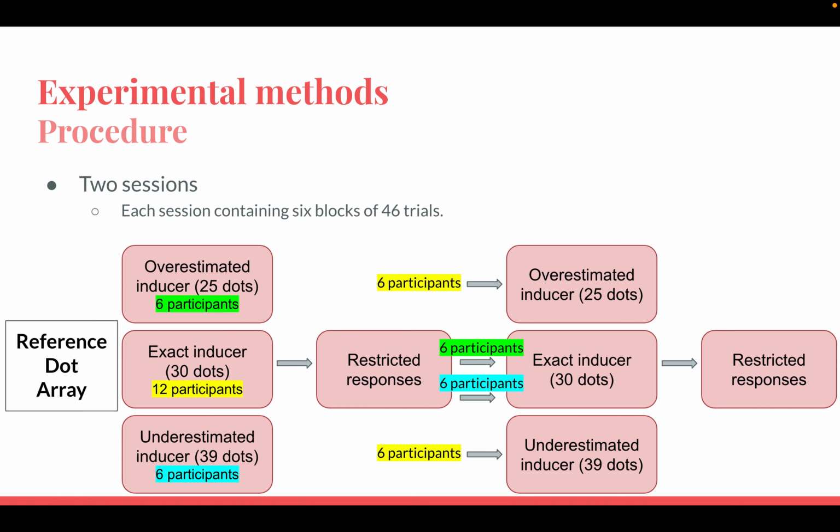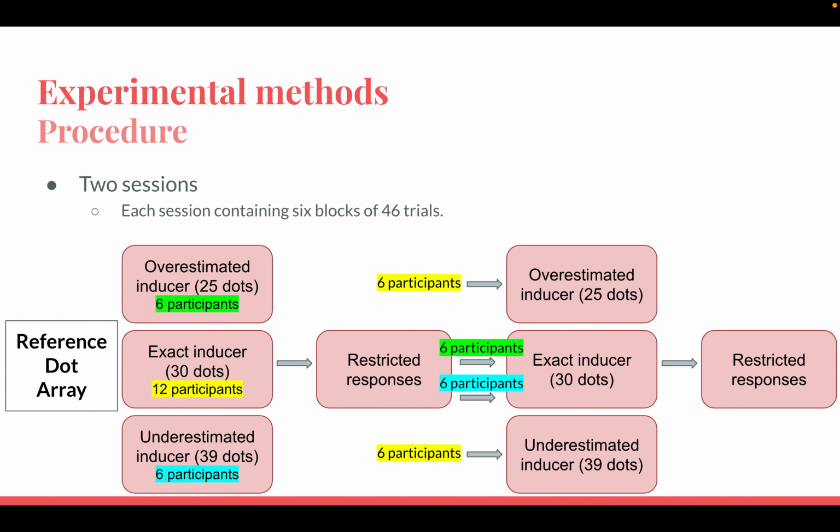The experiment consisted of 2 sessions. Before each block, participants were presented with a reference dot array and were told that it contained 30 dots, known as the inducer. However, depending on the experimental condition, the inducer actually contained either 25 dots, 30 dots, or 39 dots. For the second session, participants who had seen overestimated or underestimated inducers were presented with exact inducers in the second part of the experiment.